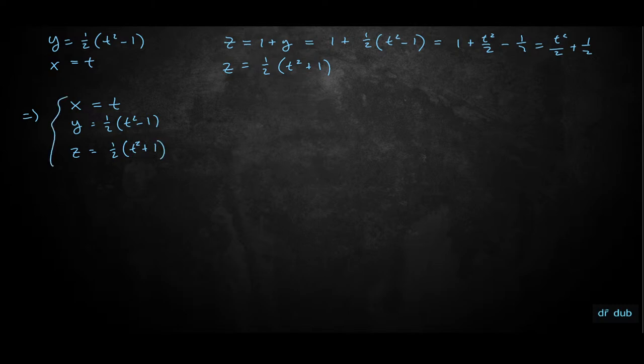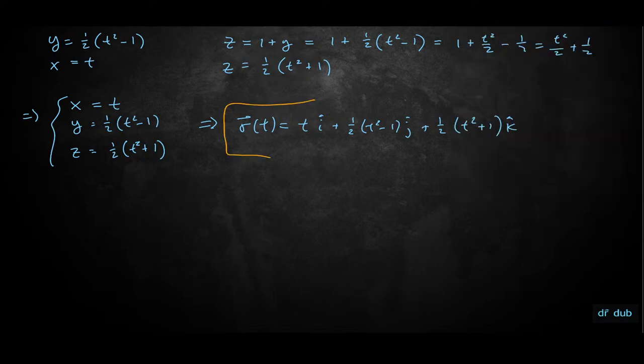So that's a set of parametric equations we could use. And from there, we could get the vector function r of t equals t i hat plus 1 half (t squared minus 1) j hat plus 1 half (t squared plus 1) k hat. And so that's our vector function.